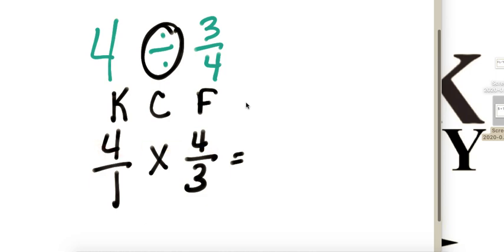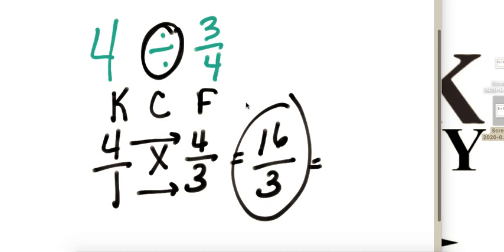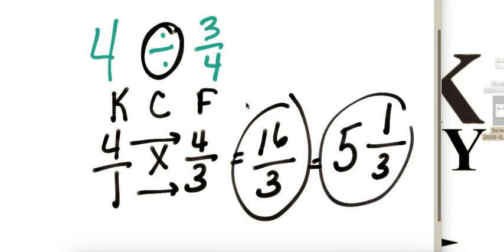So now I can just multiply across. 4 times 4 is 16. 1 times 3 is 3. Remember, you're just multiplying across. And then I can keep it like that, or I can change it back to a mixed number by dividing. 3 goes into 16, 5 whole times, and 3 times 5 is 15. So you're 1 away from 16, and you keep your bottom number.